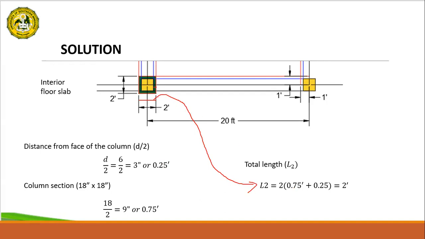So 0.75 plus 0.25 times 2, kasali yung sa kabila. So we have 2 feet, no, for our L2. Since this is a square column, so itong length na to is also 2 feet, 2 feet, and 2 feet.